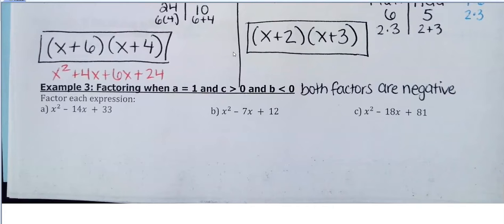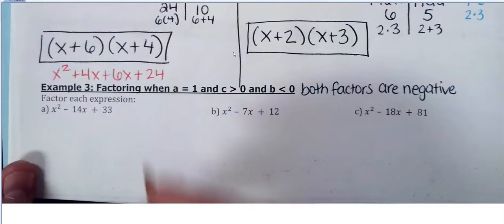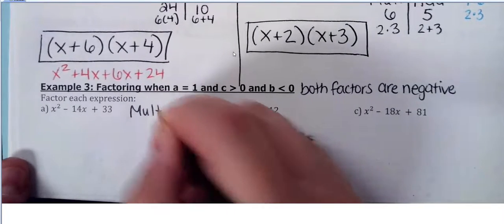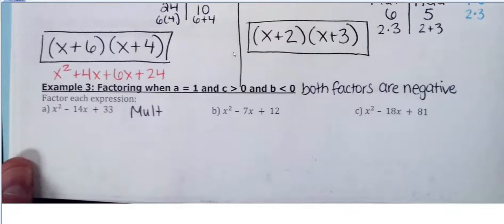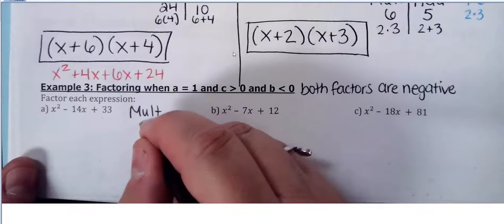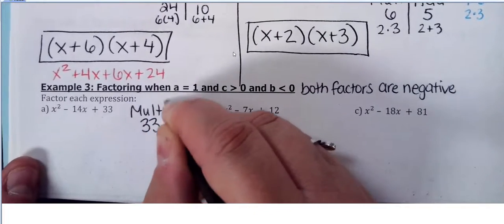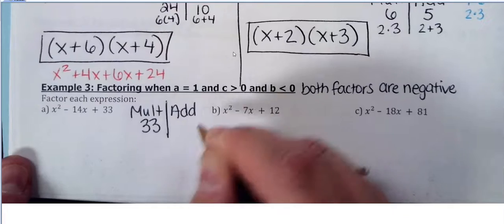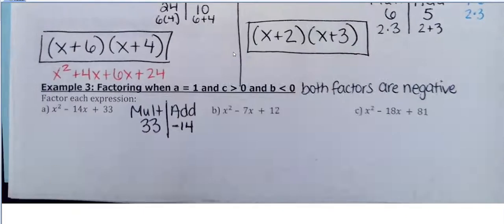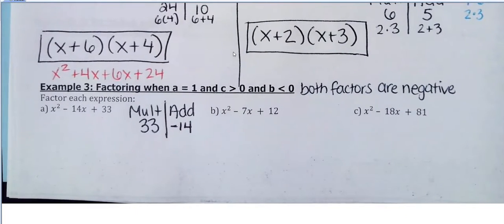So sometimes you might have to think about these for a second. But same process. I'm going to multiply A times C here. It's just 1 times the constant, which is 33. Now, for this one, I got to add to get negative 14. So can you think of two numbers? If you multiply them, it would be positive 33, but if you add them, you get negative 14.